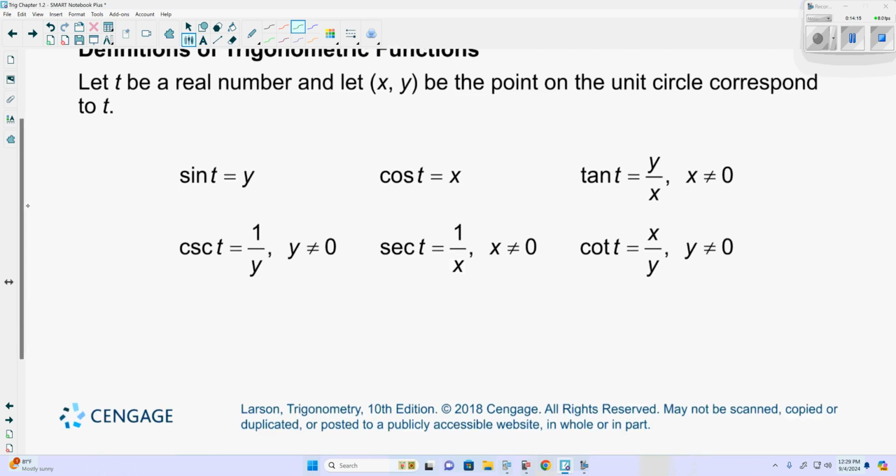These are corresponding sine and cosecants. SIN, CSC are flips of each other. So sine is equal to 1 over cosecant. Cosine is 1 over secant. Tangent's 1 over cotangent, and vice versa.